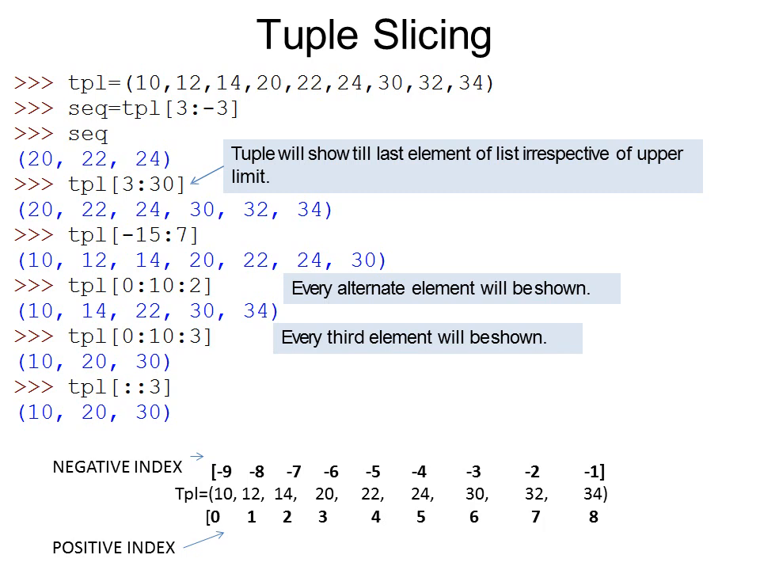Next is TPL[0:10:2]. What does it mean? I'll be starting from 0, I'll be moving till 9 and I'll skip one value in between. That means I'll be starting with 10, I'll be skipping 12, I'll be displaying 14, I'll be skipping 20, I'll be displaying 22, I'll skip 24, I'll display 30, I'll skip 32. And the last value is 34, and then I won't skip anything because I do not have anything to skip now. Now when I say TPL[0:10:3], that means I'll be skipping two values in between.